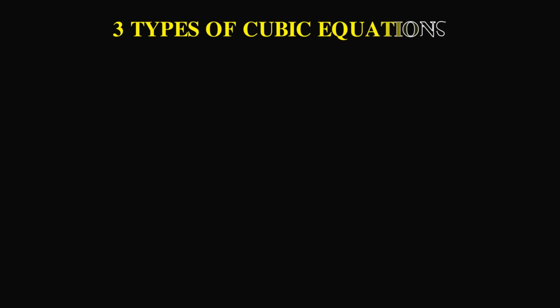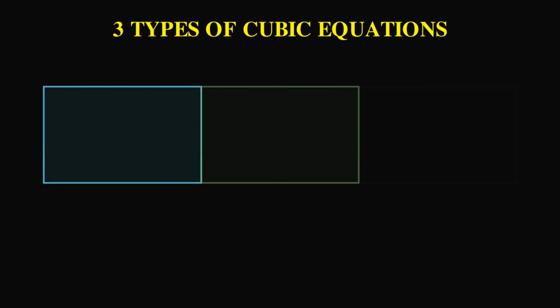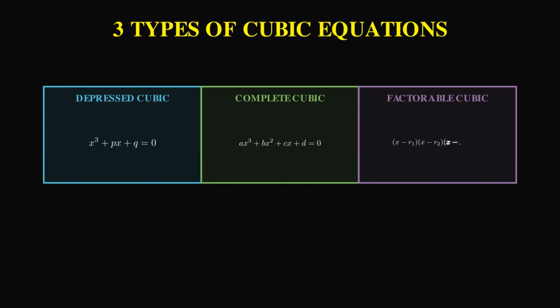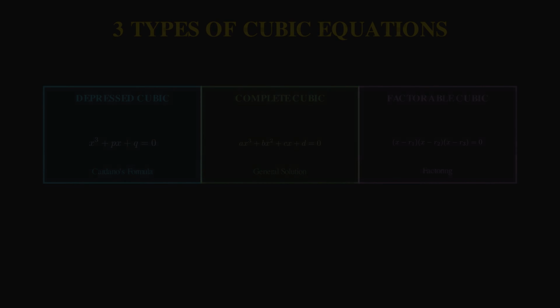Now, there are 3 main types of cubic equations you'll encounter. First, we have depressed cubics, which look like x cubed plus px plus q equals 0. Notice there's no x squared term. These are actually easier to solve using something called Cardano's formula. Second, we have complete cubics, which have all 4 terms present. And third, we have factorable cubics, which can be broken down into simpler pieces.